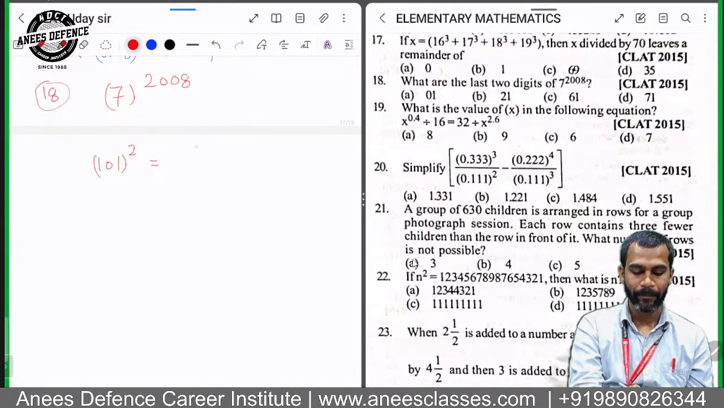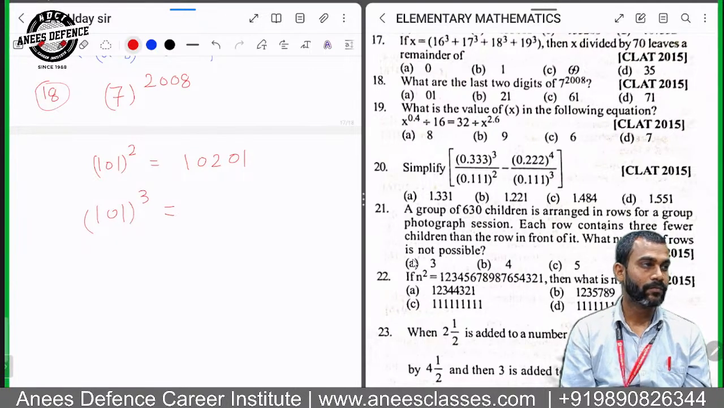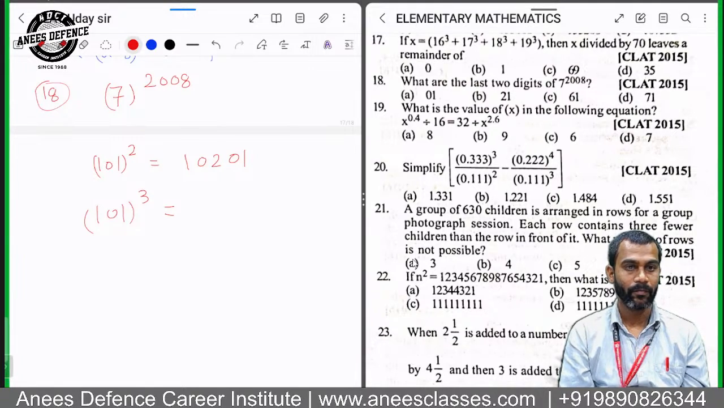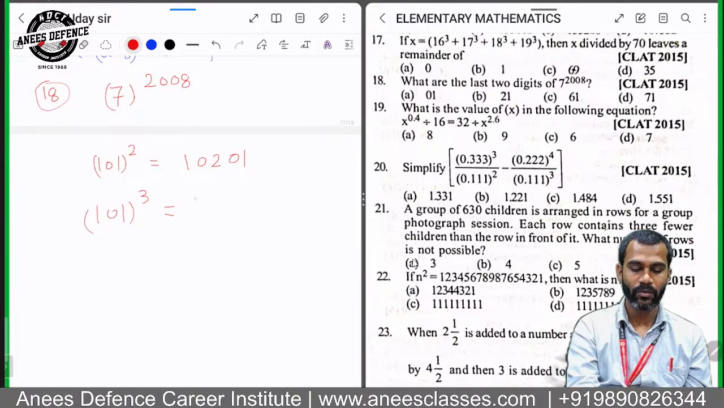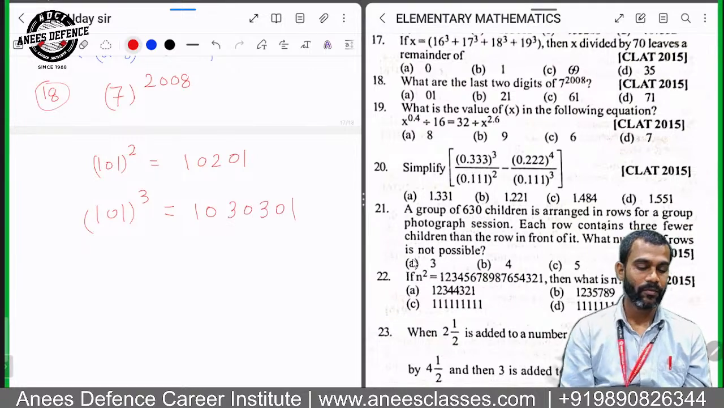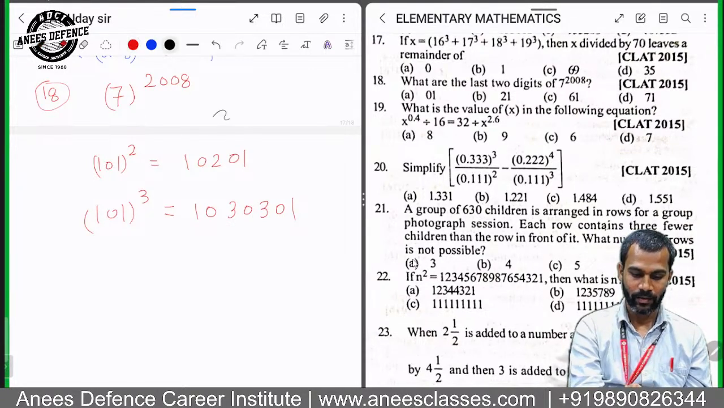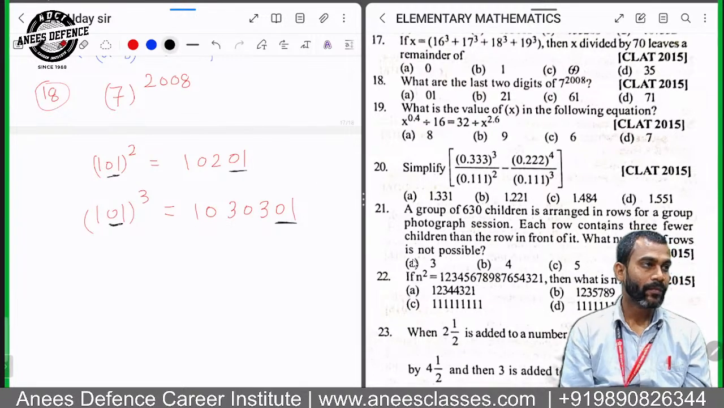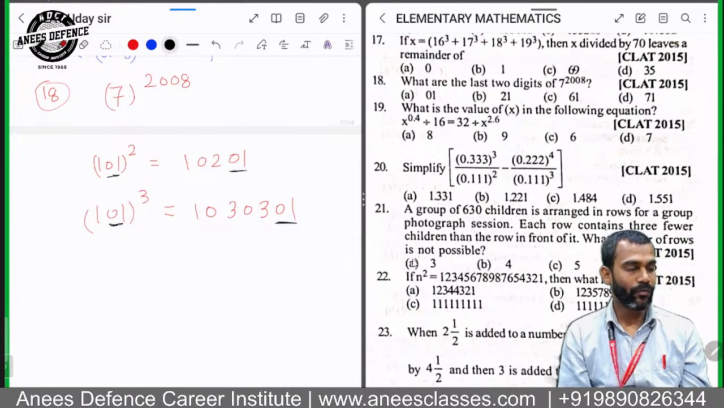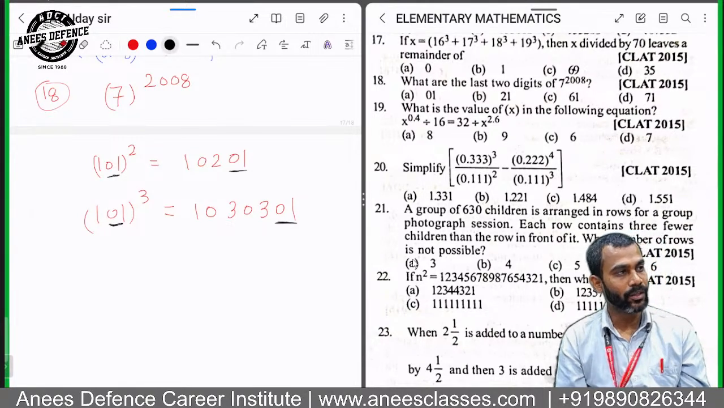Yes, 101 square is 10201. What is 101 cube? 1030301. Did you observe one thing? If 01 is there at the end of any number, doesn't matter what is there in the power, the last two digits will be 01.